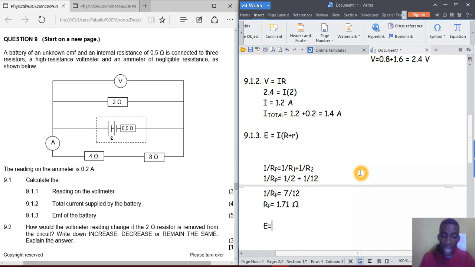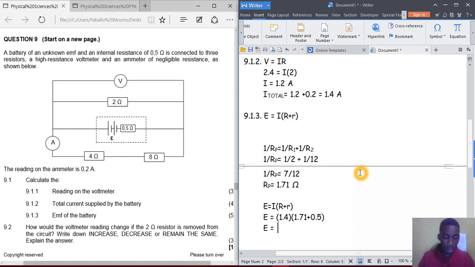So we can go back to our formula and substitute, because now we have everything we need. EMF, that's what we are looking for, equals I times (R plus the internal resistance). What is our total current? 1.4, calculated from the top. And our external resistance is 1.71, the total resistance of the circuit, plus the internal resistance, which is 0.5. So the EMF equals 1.4 times (1.71 plus 0.5), which is 3.1 volts. It's easy as that, guys.